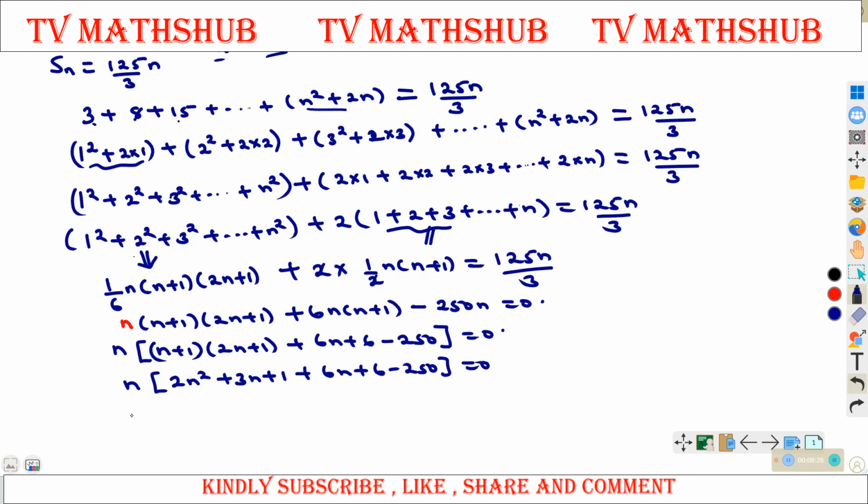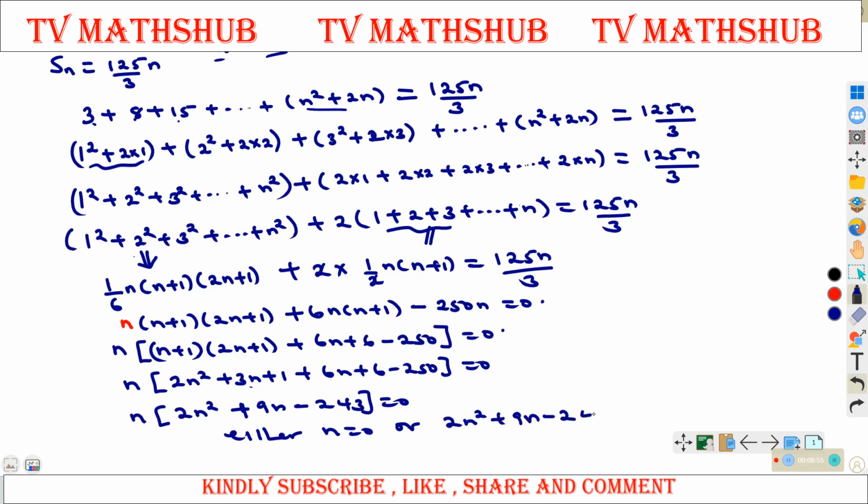So this will be same as n into 2n squared. So let us try to simplify this. This will give us 9n. And then 1 plus 6 is 7, minus 250 is minus 243, which is equal to 0. So from here we can easily say that either n is actually 0, or you can write 2n squared plus 9n minus 243 equal to 0. So that is basically what we shall have.